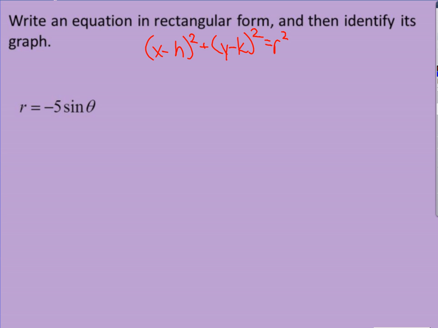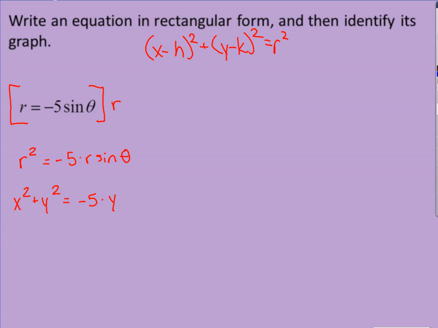Again, we need to remember that we know what r squared is and we know what r sine of theta is. Right now on the right side, we do not have an r with that sine of theta, but we can multiply the entire equation by an r. So on the left side, r times r gives me r squared. Negative 5 sine of theta times r is negative 5 times r sine of theta. Now we do know, polar to rectangular, r squared is equal to x squared plus y squared. And we know r sine of theta is equal to y. So we can replace that r sine of theta with a y.